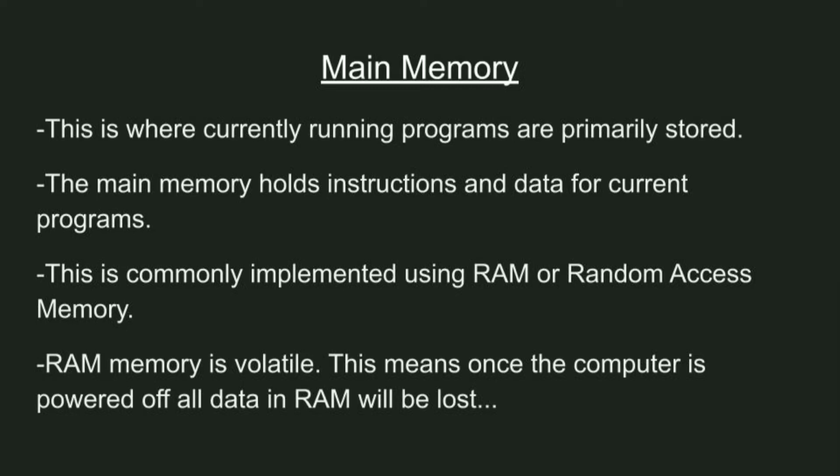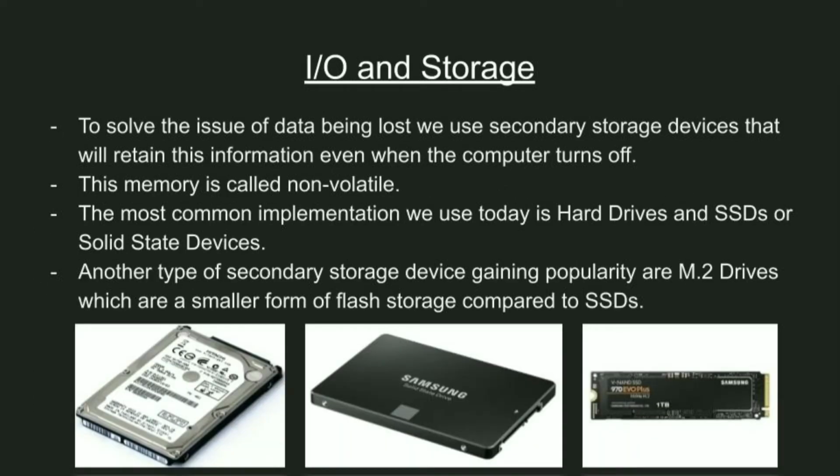However, there is a solution to this. To solve the issue of data being lost, we use secondary storage devices. This memory is called non-volatile. What this means is you can turn off your computer and turn it back on again, and all the data will still be there. The most common implementation we use are hard drives or SSDs, or solid-state devices. Another type of secondary storage device gaining popularity are M.2 drives.